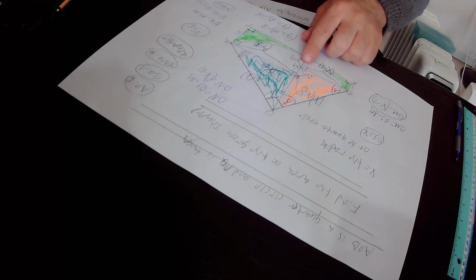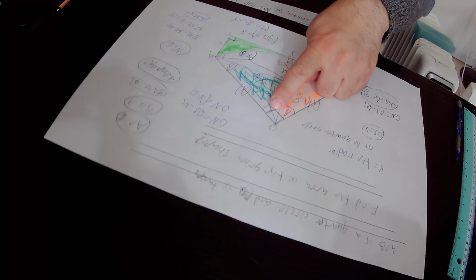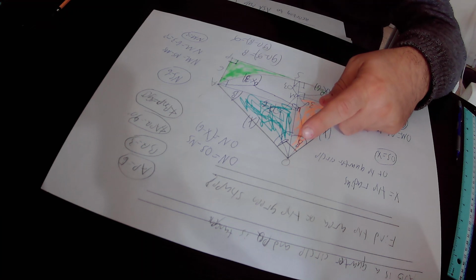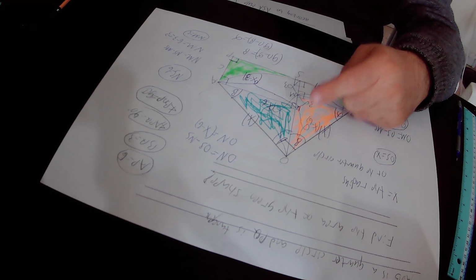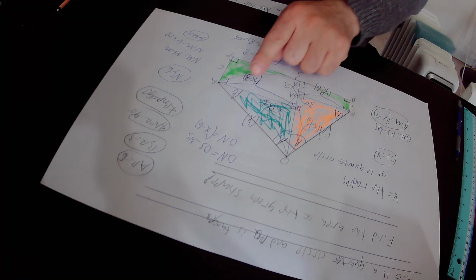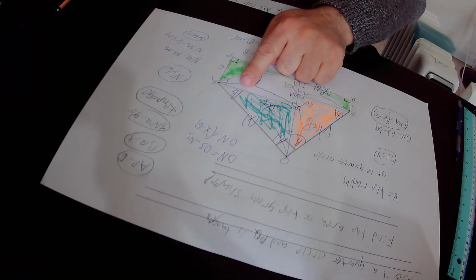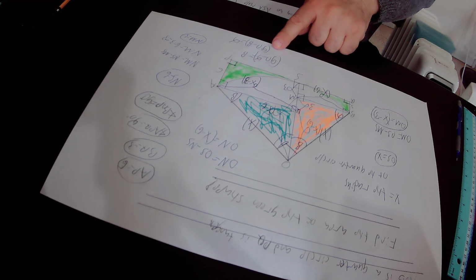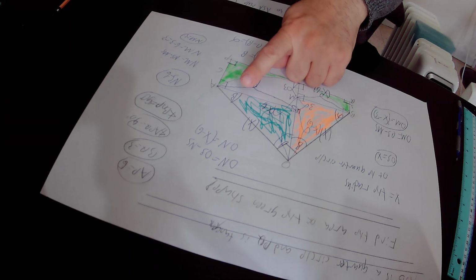Then we defined this angle as alpha. So in the right triangle ONA, this angle equals alpha, this angle equals 90 degrees, therefore the missing angle must be equal to 90 degrees minus alpha. But we defined 90 degrees minus alpha as beta, therefore this angle equals beta.